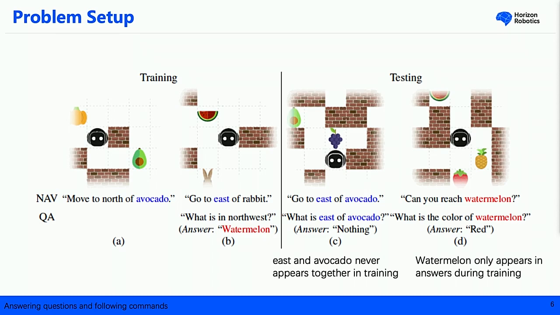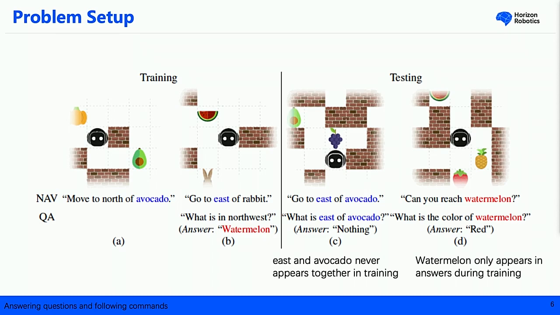During testing, we have two kinds of testing scenarios. One is to see whether the agent can understand new word combinations which were never seen in training. For example, here this yeast and avocado have never appeared in the training. We want to see whether the agent can still understand this kind of new combination.